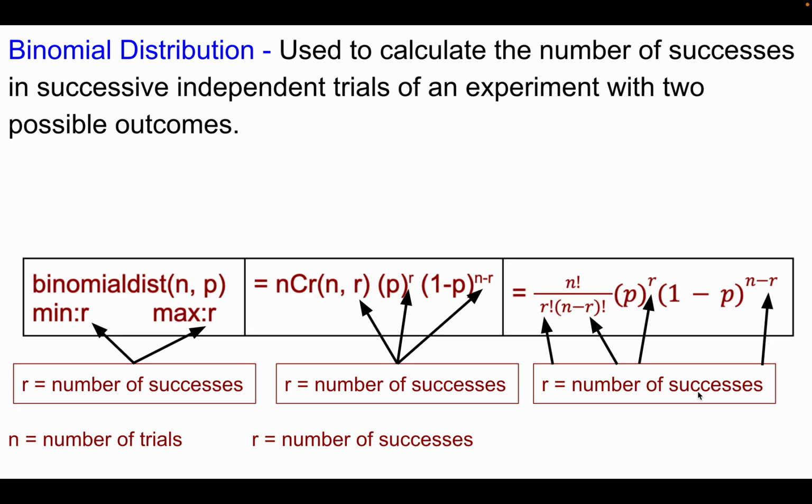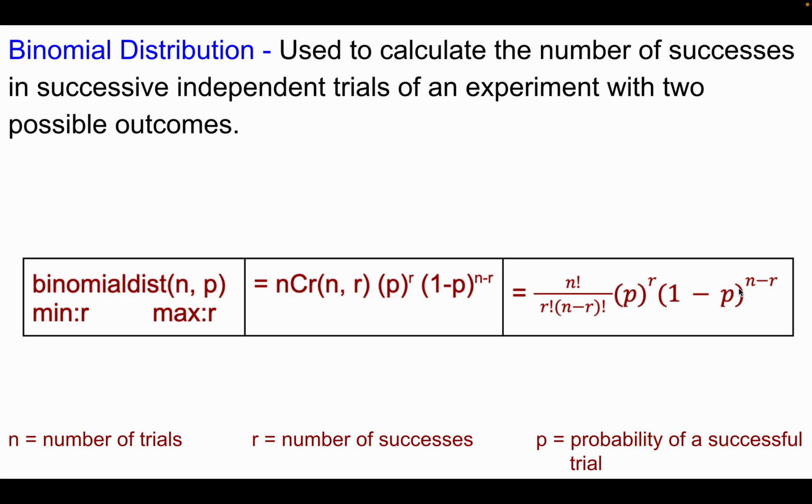And then it actually shows up in 4 different places in the expanded version. So on bottom we have r factorial and n minus r factorial. We have it in the exponent of p, and in the exponent of 1 minus p, where we're subtracting it from n.